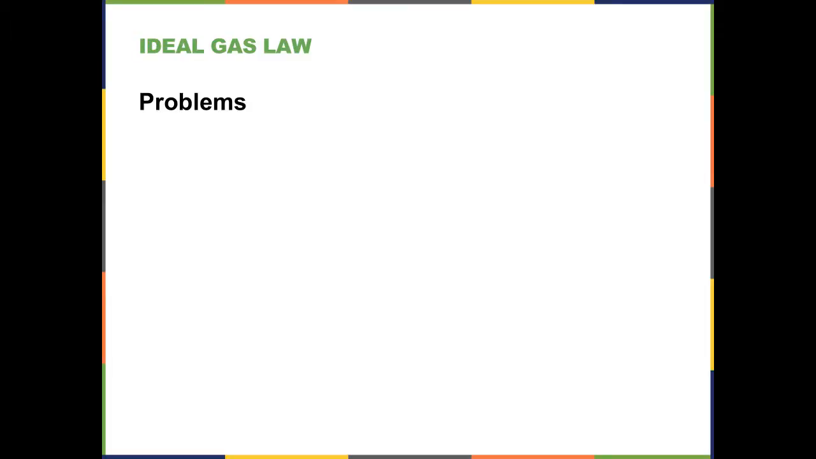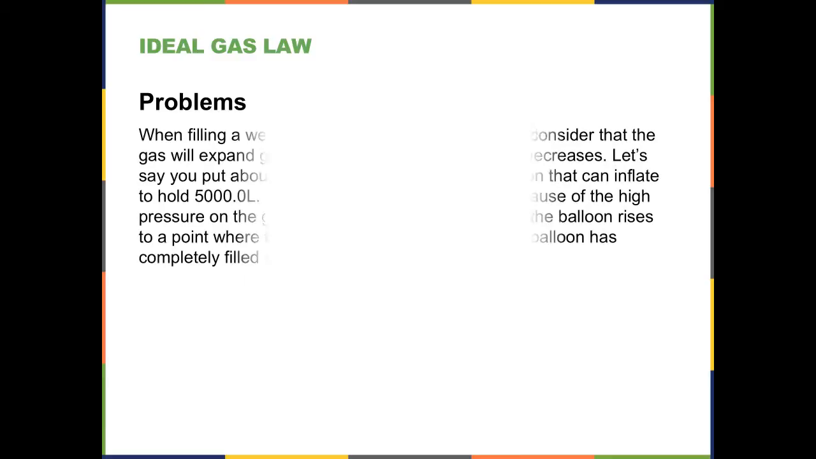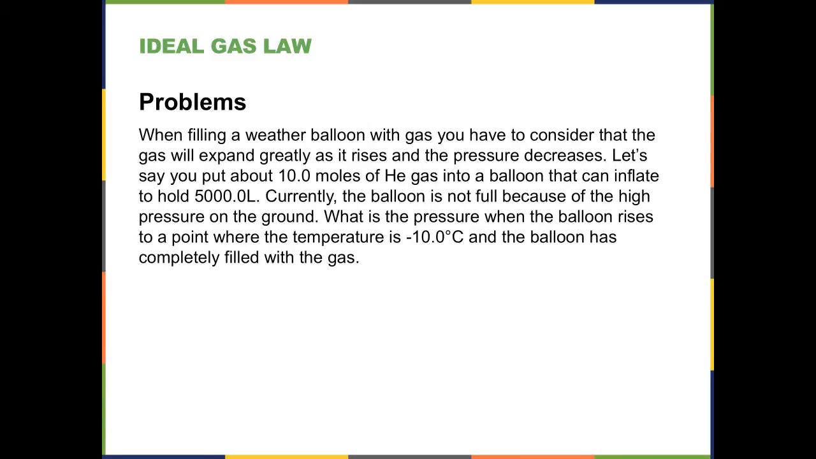Now let's work some problems with this ideal gas law. When filling a weather balloon with gas, you have to consider that the gas will expand greatly as it rises and the pressure decreases. Let's say you put about 10 moles of helium into a balloon that can inflate to a size of 5,000 liters. Now 1,000 liters is equivalent to a cubic meter. And so 5,000 liters is approximately 5 cubic meters.